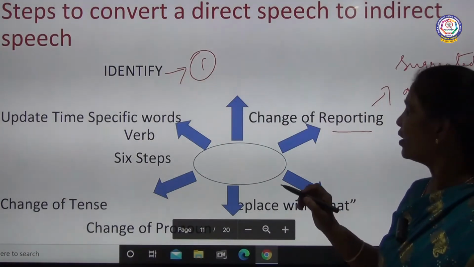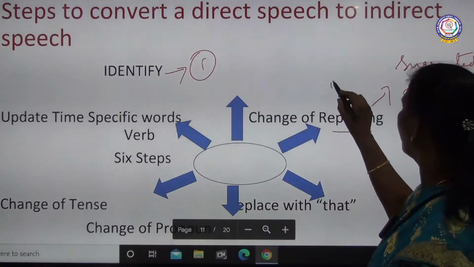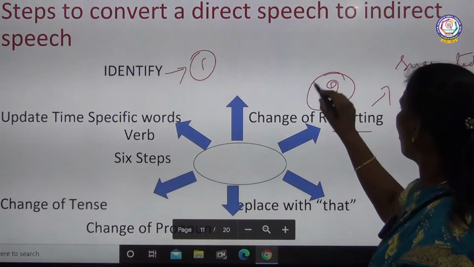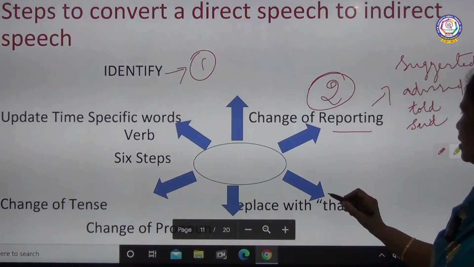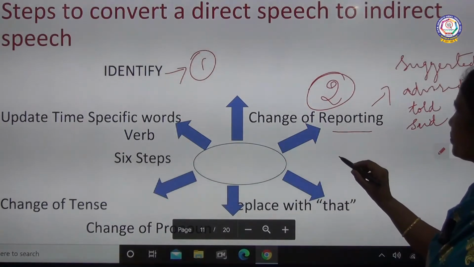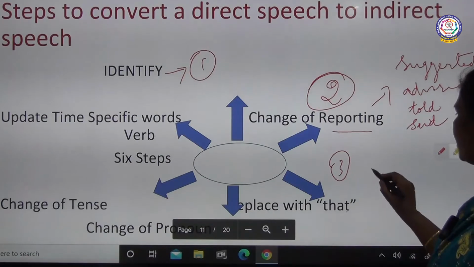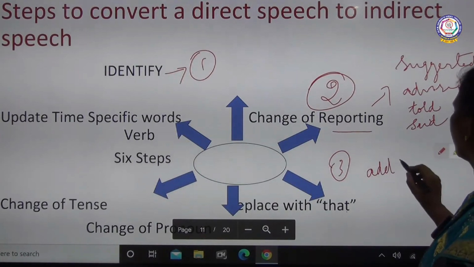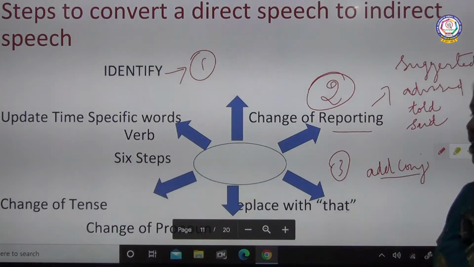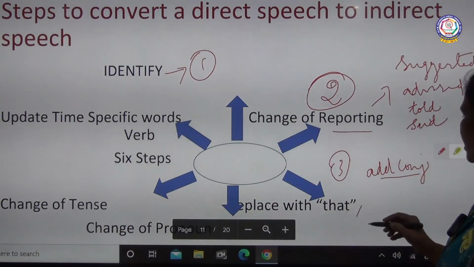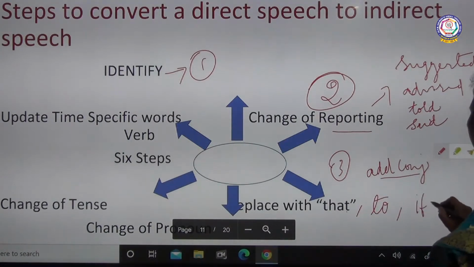So, first one you have to identify, second one you have to change the reporting verb, then third one what you will do is add conjunction. You will be adding conjunction. If it is that, not only that, you will be having to or if or whether.